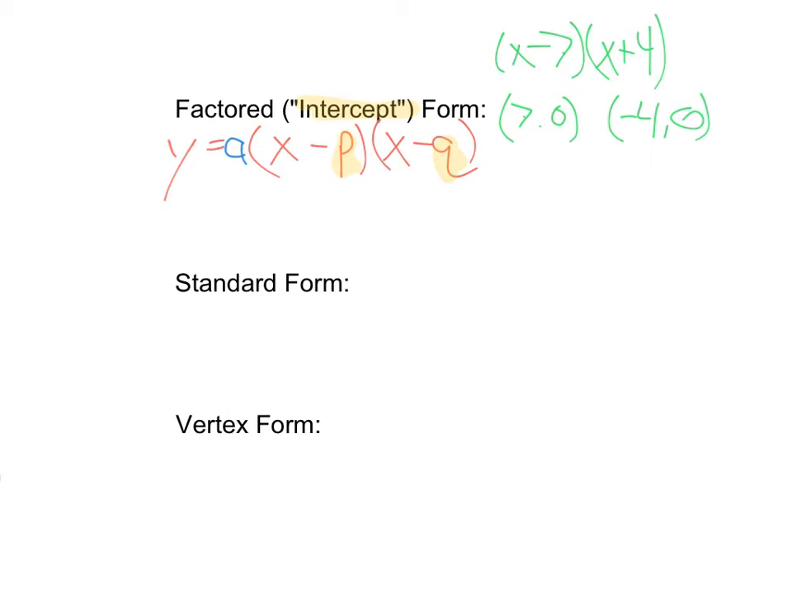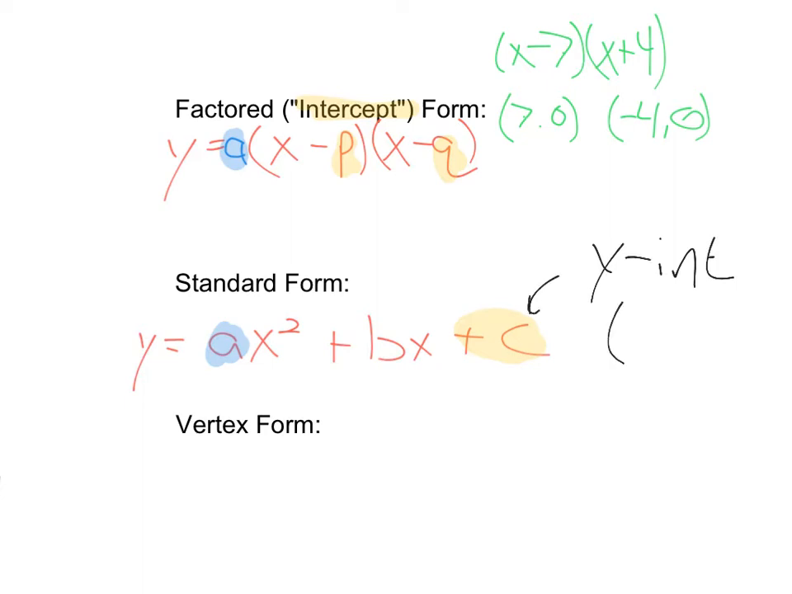Standard form is going to be y equals, or f of x equals, ax squared plus bx plus c. Now with standard form, the a value is going to be the same a value that you would have had in factored or intercept form. But what's really good about standard form is the C value. And that C value is going to tell us our y-intercept. So our y-intercept is going to be 0, comma, whatever that C value is.